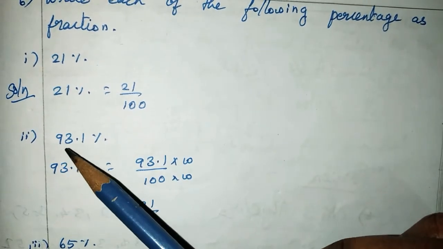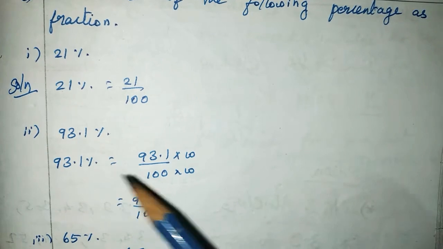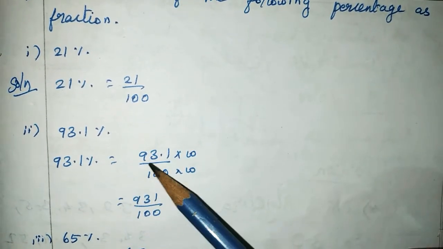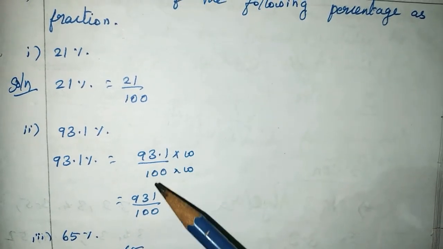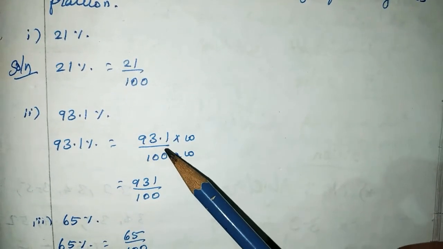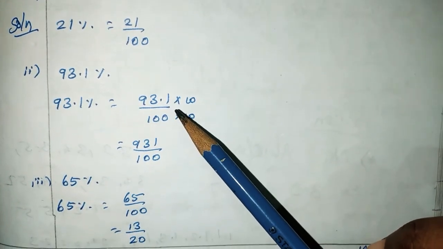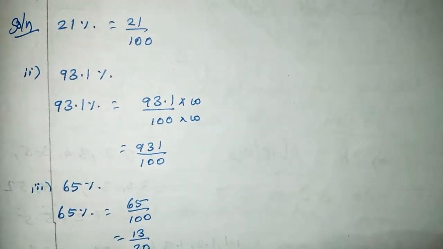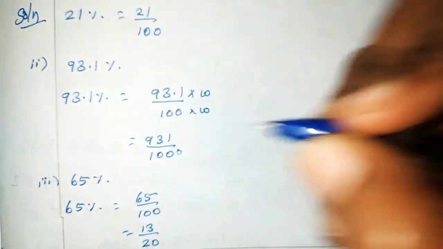The next sum, 93.1%. Here also, you have to remove the percentage symbol and write the denominator as 100. That is 93.1 by 100. Since it is in decimal, you have to remove the decimal. We have one decimal place, so we multiply both the numerator and denominator by 10. Then we get 931 by 1000.